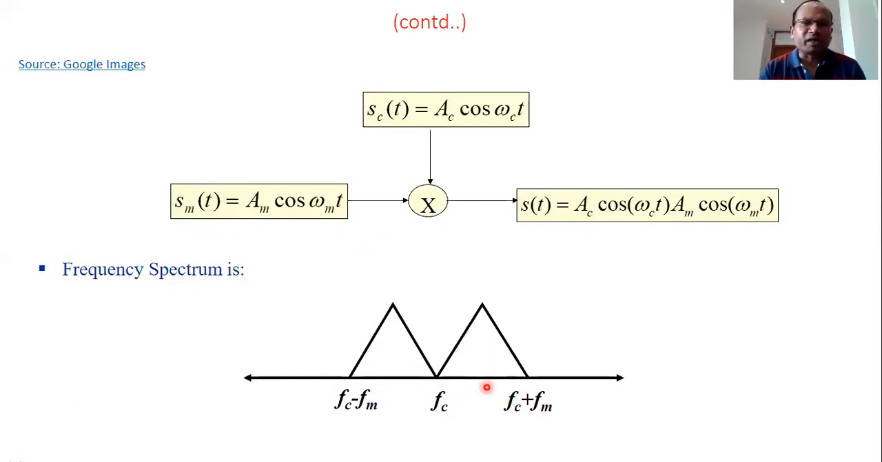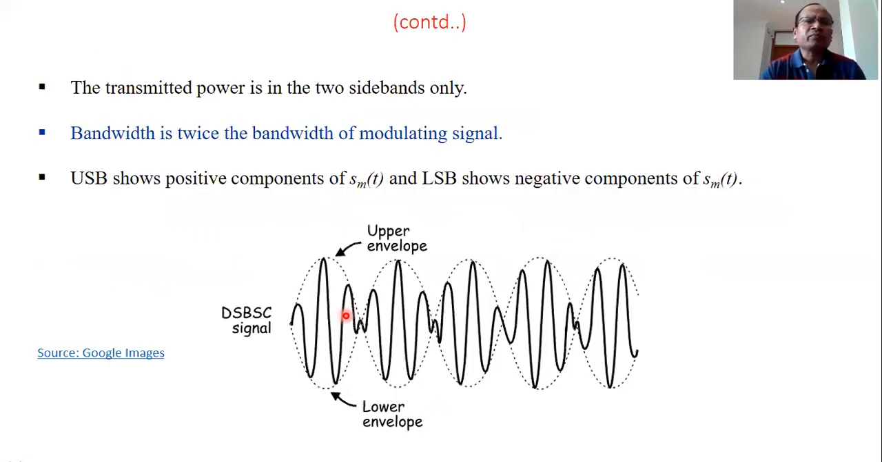So what is the frequency spectrum of DSBSC? We can simply draw two vertical lines here, at fc plus fm and at fc minus fm, just to denote the two amplitude spectral components. But here this is a complete band, and this band is giving the frequency spectral response like this. So the transmitted power is in both the sidebands. When we talk about DSBSC, the transmitted power is in both the sidebands.